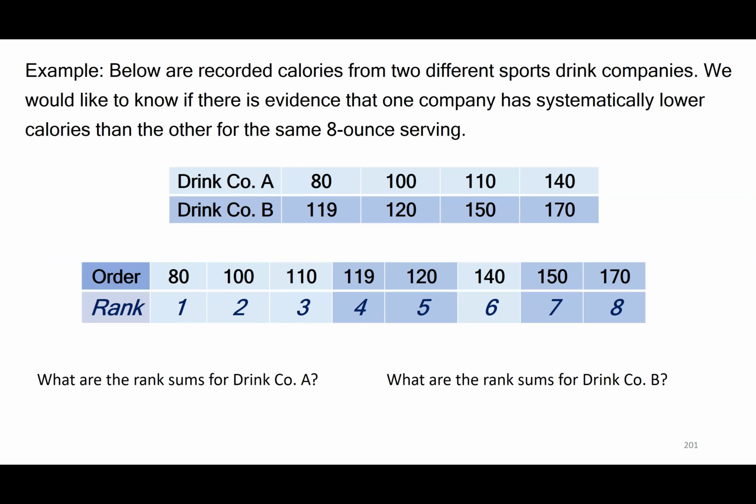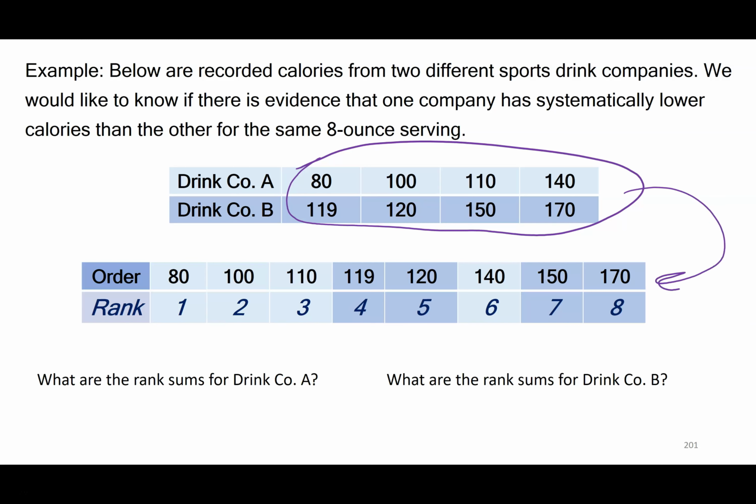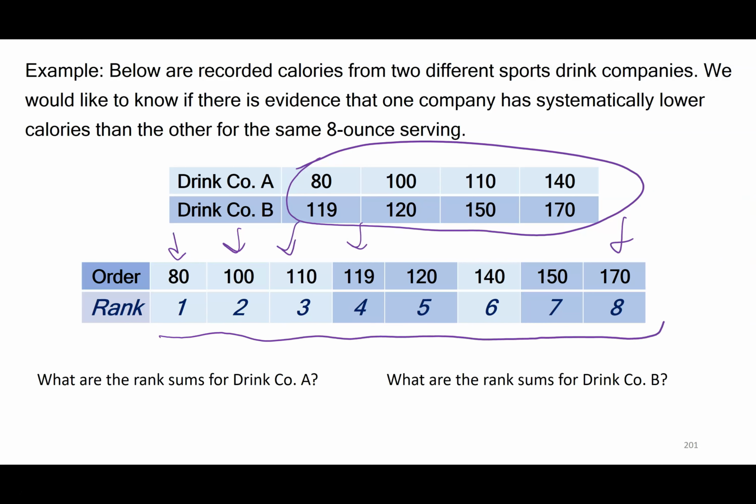So here we want to go ahead and order them. We're going to take all 8 different calorie amounts for the 8 drinks that we have, put them in order. So the lowest is 80, then we have 100 and 110, 119, all the way up to 170. So now I'm just going to rank them. We have no ties. So rank 80. So calories, 80 calories is the lowest we saw. It gets a rank of 1. Rank 2 goes with 100 calories.